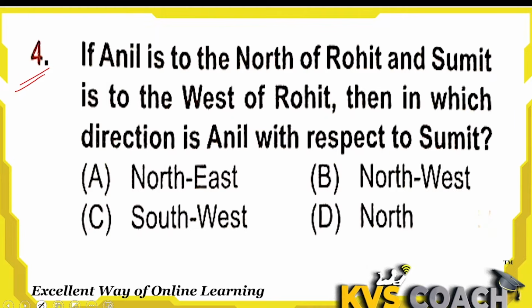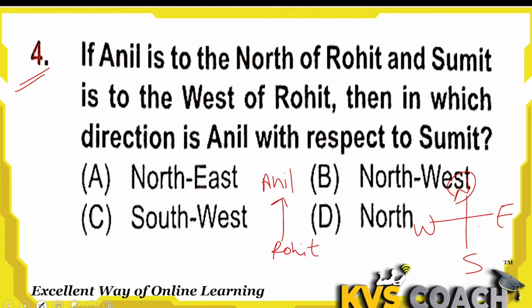Question 4 is, if Anil is to the north of Rohit and Sumit is to the west of Rohit, then in which direction is Anil with respect to Sumit? Here are the directions: east, west, north and south. Now they are asking north of Rohit. Okay, Rohit is here. The north of Rohit is the upward direction. So here is Anil. Okay, and Sumit is west of Rohit. So the west direction is here. So it means Sumit is here.